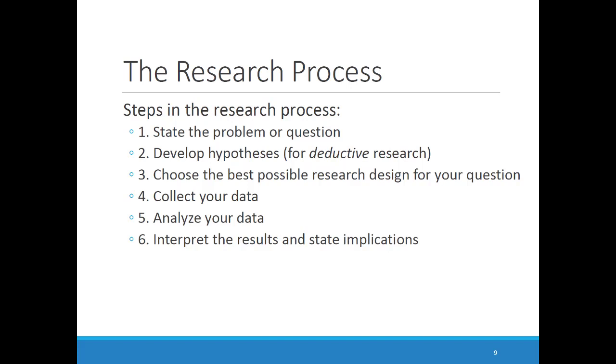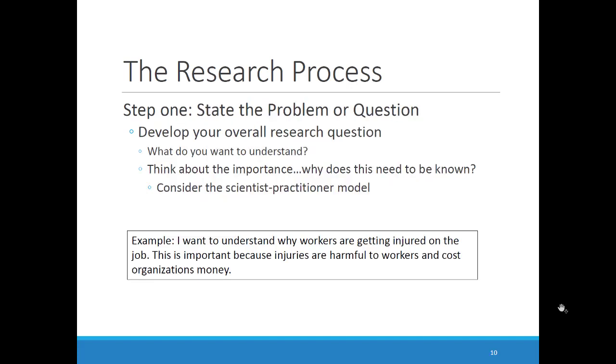Number 3, we choose the best possible research design for our question. Number 4, we collect our data. Number 5, we analyze data. Number 6, we interpret the results and state the implications. Step 1, we state the problem or the question. So in this step, you develop your overall research question. So think about, what do you want to understand?